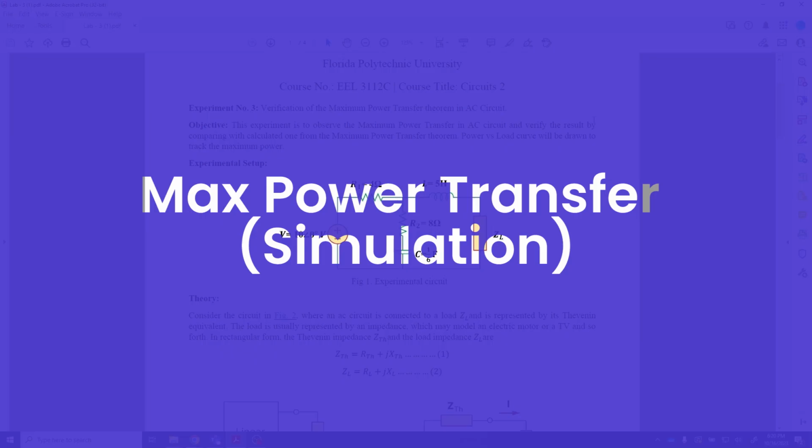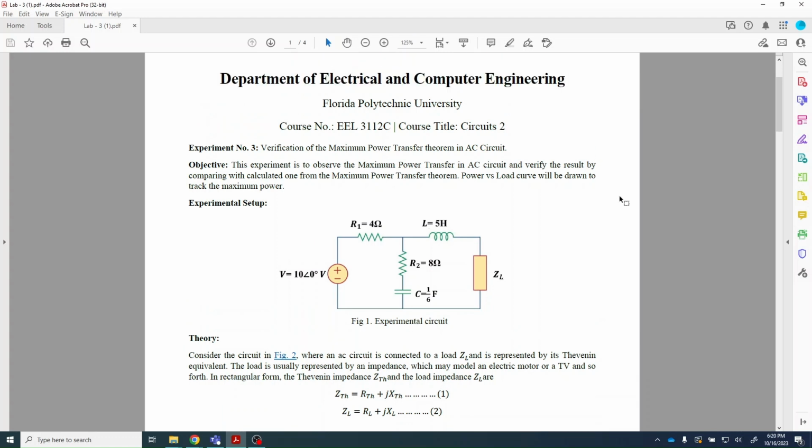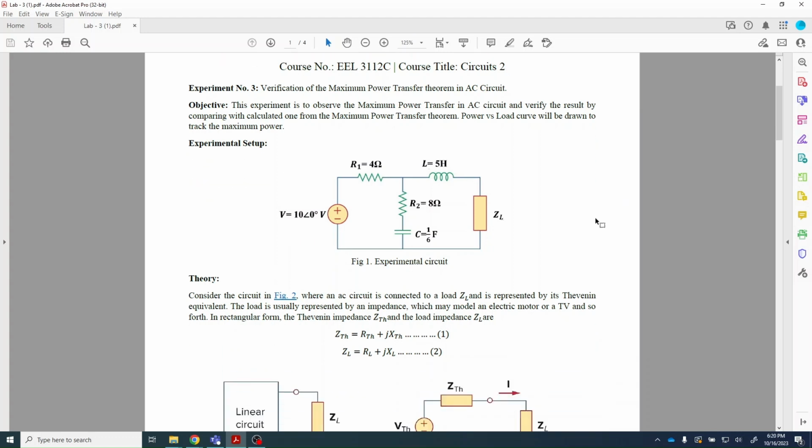So this is maximum power transfer for circuits 2. This is your third lab. And I'll let you know ahead of time, this is an easy lab to get confused on. So you want to pay attention to what you're doing. There's lots of little tricks. And make sure your Multisim is worked out before you start any experiments, because this will indicate to you if you're off track or not.